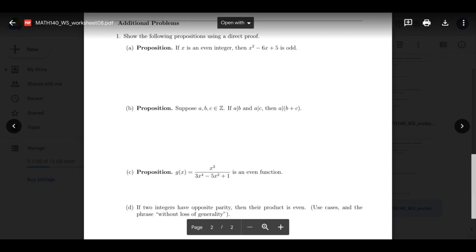Right, then you need to keep doing. So you have 2a squared minus 6 times 2a plus 5. Yes, simplify that. In the end, write it down in 2k plus 1 form, where k is some expression.